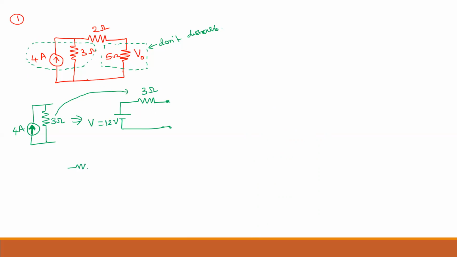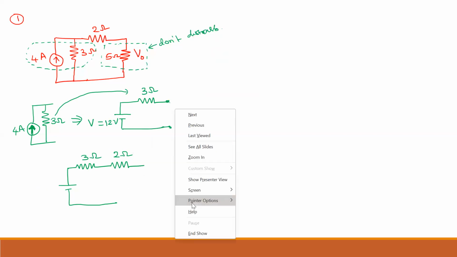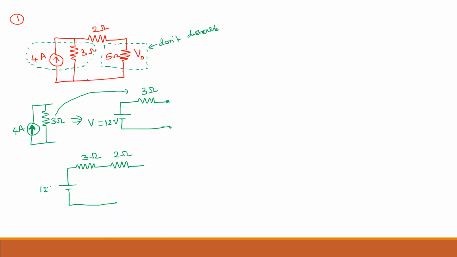Now here is my resistor, and this is the voltage source, and here is one more resistor, like this. This is 2 ohm, this is 3 ohm, and 4 amp. This is how much? 12 volt. This is 12 volt, 3 ohm, 2 ohm, and I told you not to disturb this 5 ohms. Here it is V naught. Now, only one step we have done.